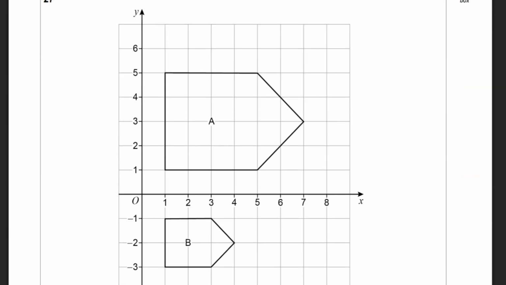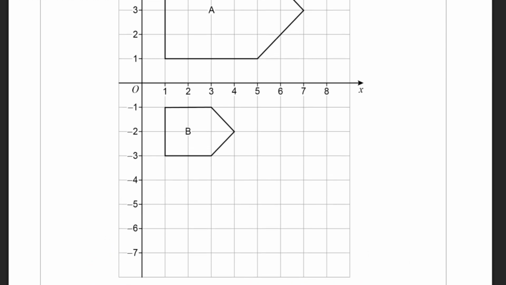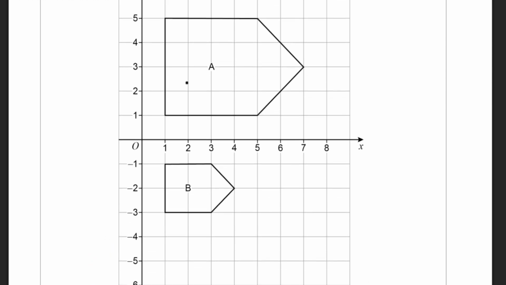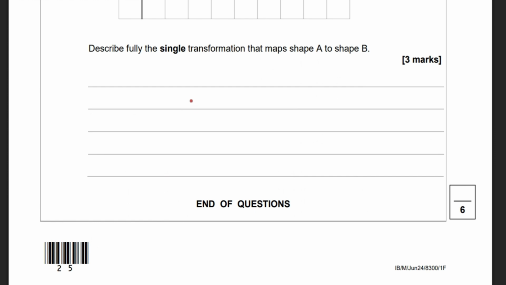27. Describe fully the transformation from A to B. Okay, if you look at it from A to B, it got smaller, so it's a fraction. How many times smaller? Let's look at it. This is 1, 2, 3, 4, and this is 1, 2. So what do you do to 4 to get 2? You divide by 2. That means the transformation is a half, because half of 4 is 2. When you check it, this is 4, 2 as well. So the transformation is an enlargement by 1/2. An enlargement by a half. That's what you get.